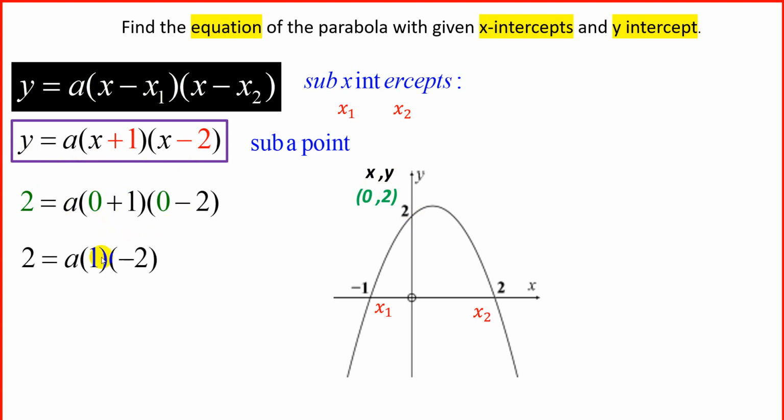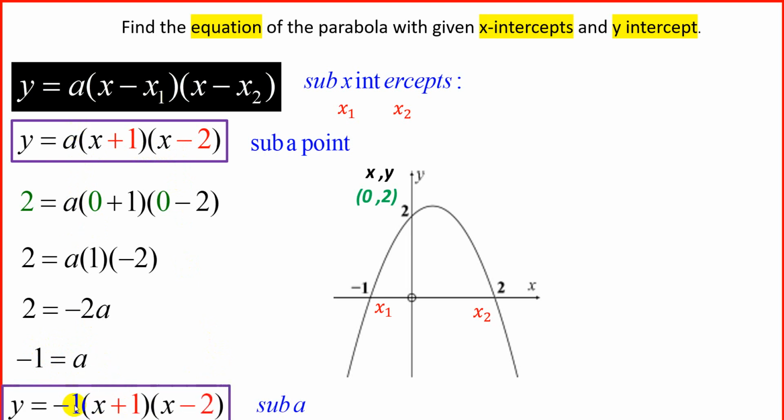So remember, 0 plus 1 is 1, 0 minus 2 is -2. And 1 times -2 will give us -2, and we have an a with that. So we have -2a is equal to 2. To find a, we're going to divide both sides by -2. And 2 divided by -2 is -1. So we have a equal to -1. We're going to replace this a value into the equation y equals a into x plus 1, x minus 2. And if we do that, we will end up with y is equal to -1 into x plus 1, x minus 2.